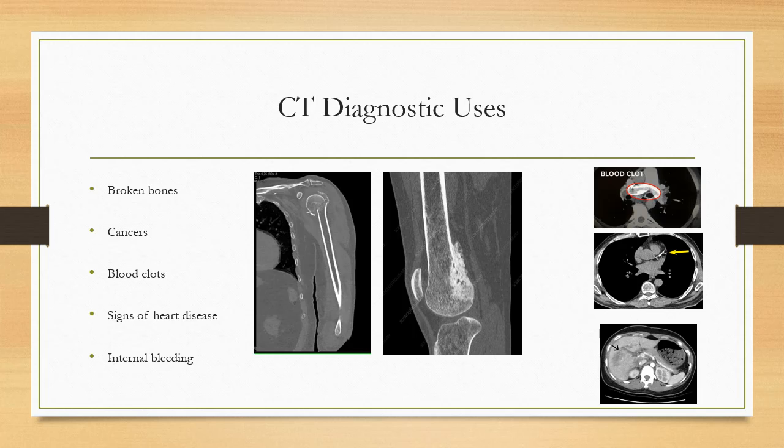The three images to the left, starting from the top, shows a blood clot. The second image down shows calcification of the heart, suggesting signs of heart disease. The last image on the bottom shows an arrow pointing to internal bleeding.